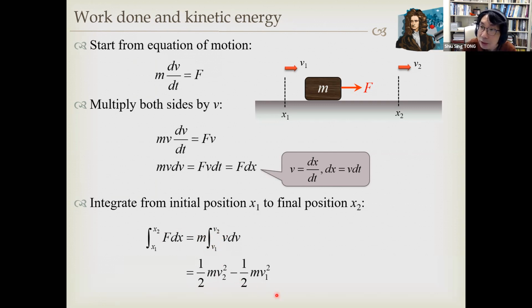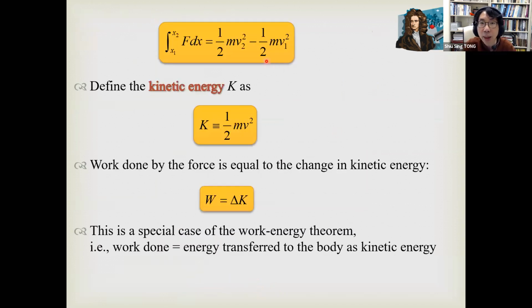Now look at this equation. What does that mean? The integral of F dx equals half mv2 squared minus half mv1 squared. This is exactly the work-energy theorem you learned in high school. In high school, you define the kinetic energy as half mv squared, right? So half mv2 squared is the final kinetic energy, and half mv1 squared is the initial kinetic energy. So the final minus the initial is the change in kinetic energy. I call the change in kinetic energy delta K.